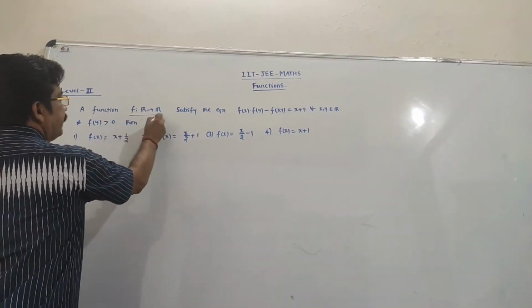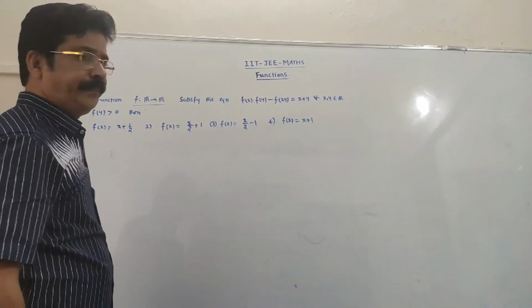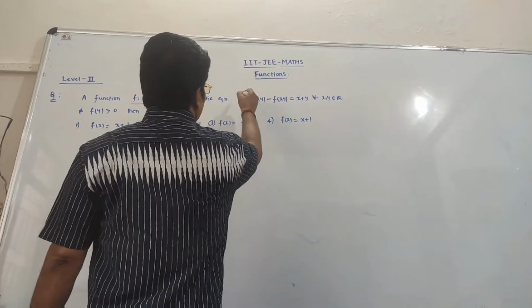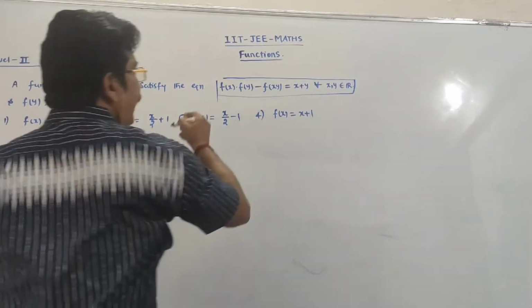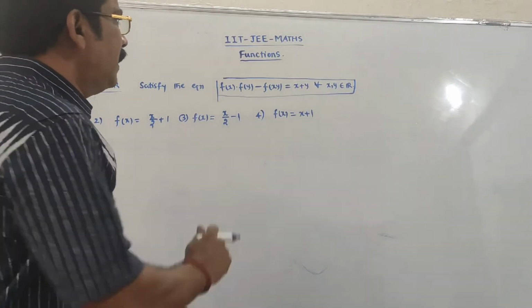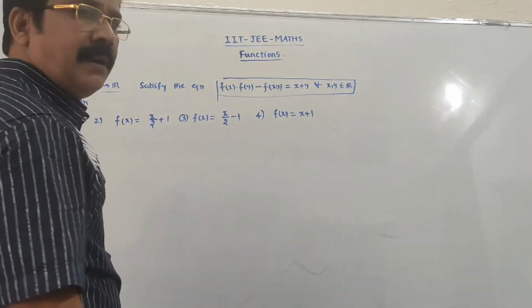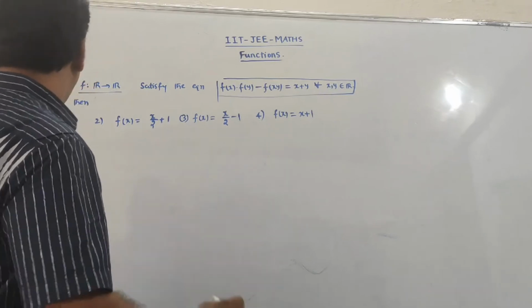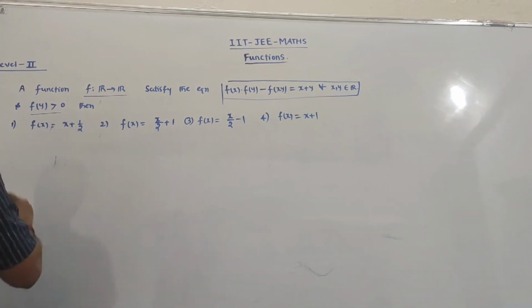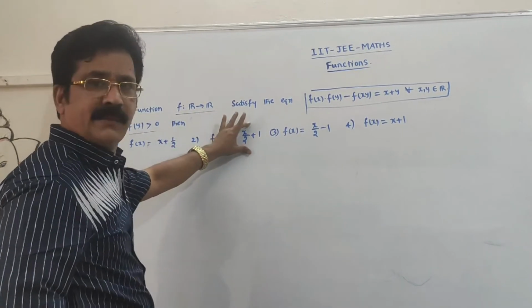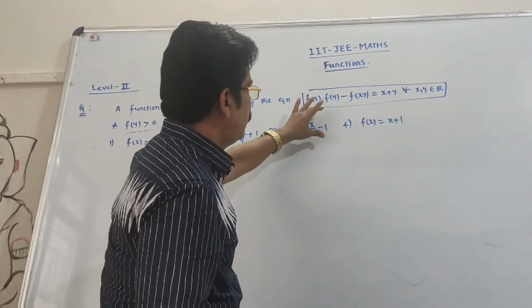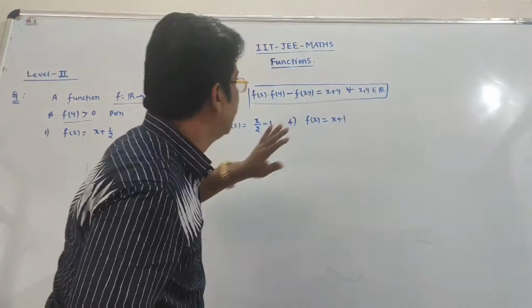A function f from R to R satisfying the equation f(x)·f(y) − f(xy) = x + y for all x, y belonging to R, and f(y) is positive. Then f(x) is (x+1)/2, or x/2 + 1, x/2 − 1, or x + 1.